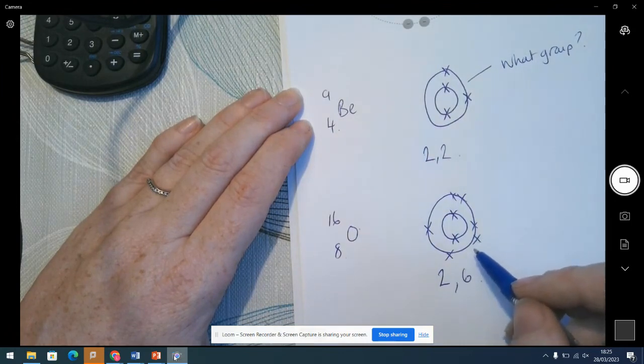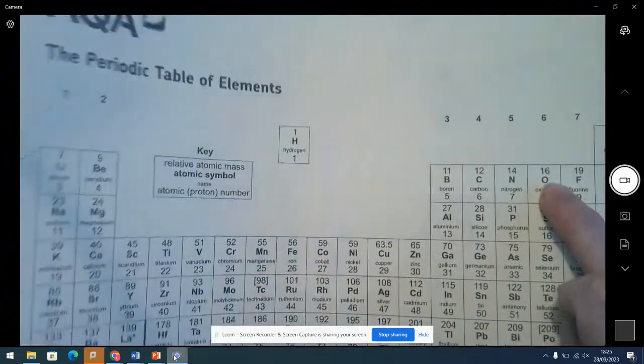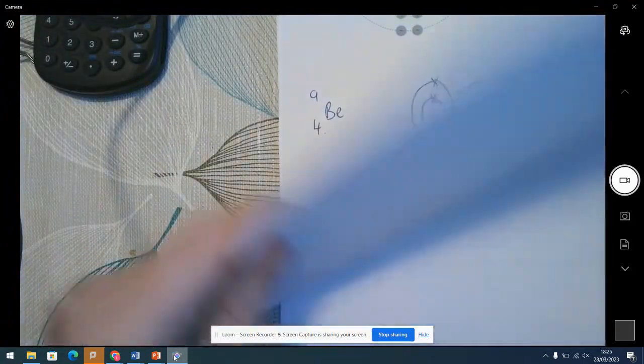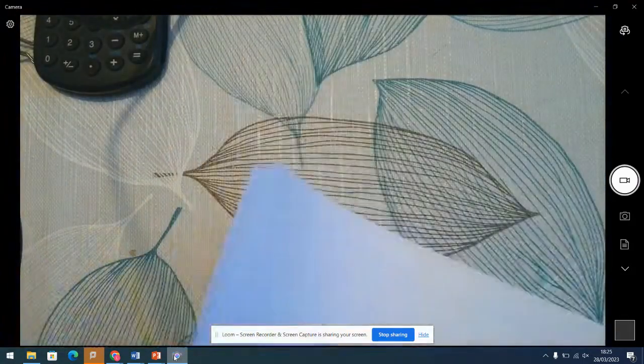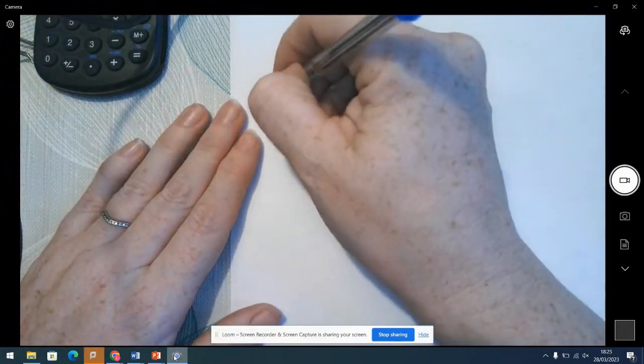What group is it in? Well, it's got 6 electrons in its outer shell, so it must be in group 6. And indeed, it is. So I'm going to give you an opportunity now to practice some of those. On the next page, you've got a blank page. I'm going to write out some elements. You're going to draw the electronic structure. So we'll go straight forward.